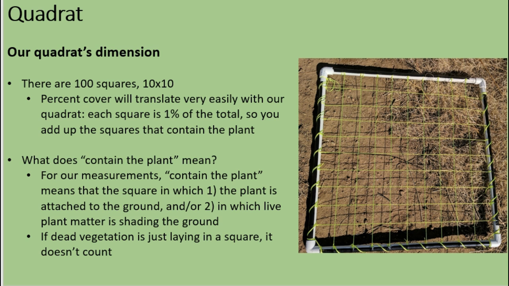An example of a decision point is the question, what does "contain the plant" mean? So you've been instructed to count up the number of squares that contain the plant. For our measurements, "contain the plant" means the squares in which the plant is attached to the ground and/or in which live plant matter is shading the ground. If dead vegetation is just laying in a square, it doesn't count.